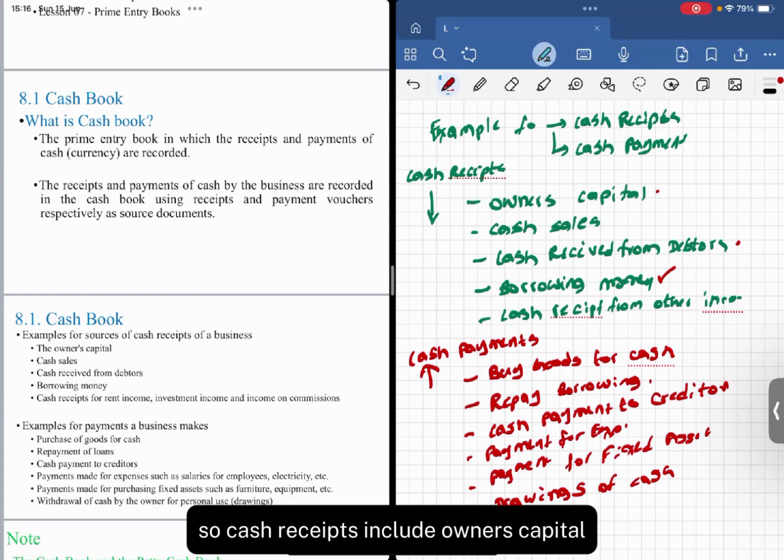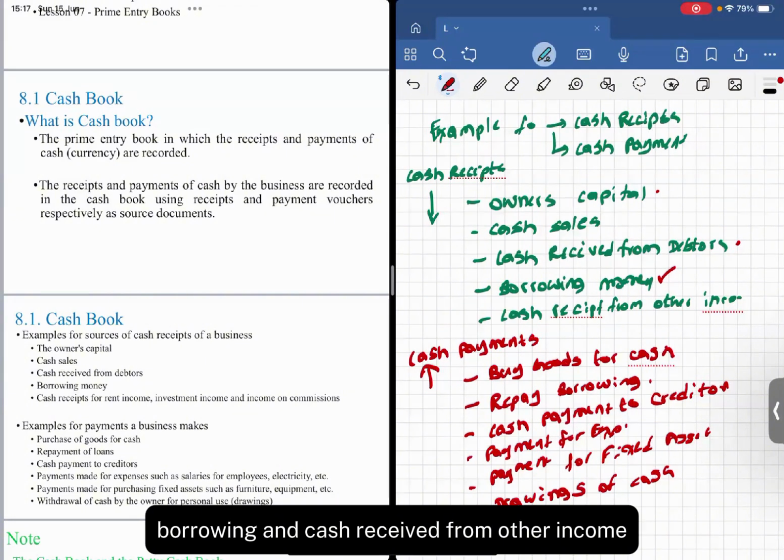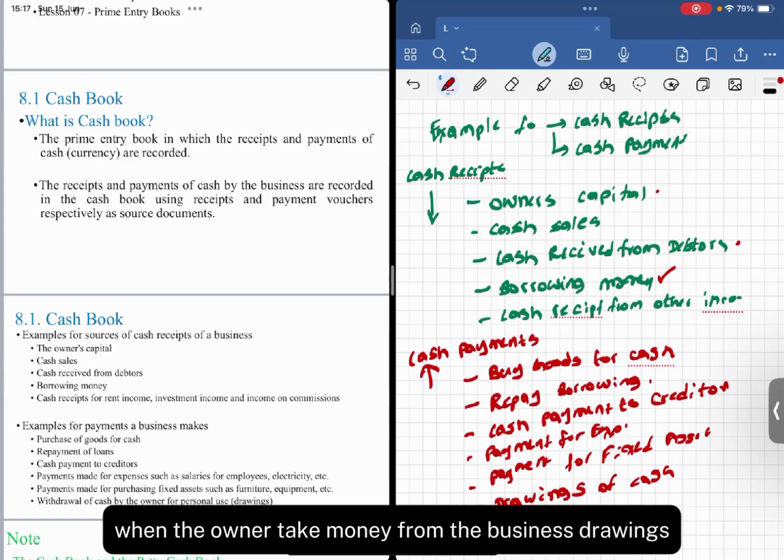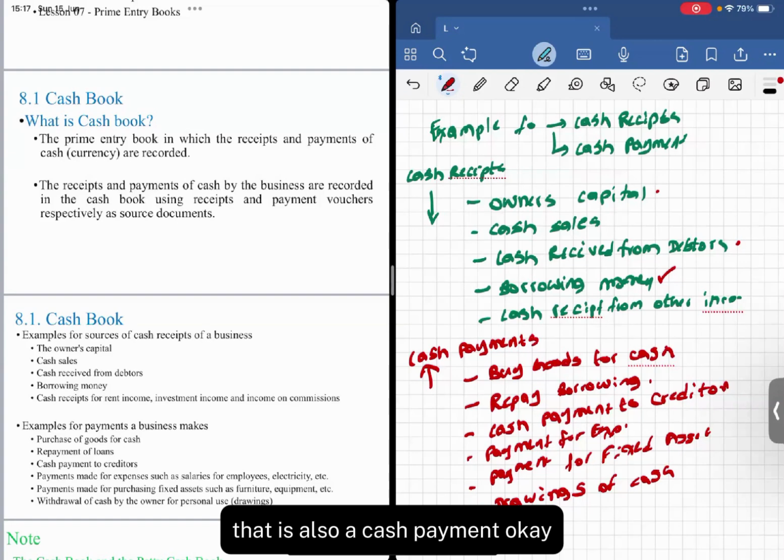So cash receipts include owner's capital, cash sales, cash received from debtors, borrowing, and cash received from other income. Whereas cash payments include buying goods for cash, repaying borrowing, cash payment to creditors, payment for other expenses like salaries, electricity, and payment for fixed assets. For example, purchasing that machine I told you, and maybe even furniture. And finally, drawings, when the owner takes money from the business, that is also a cash payment.